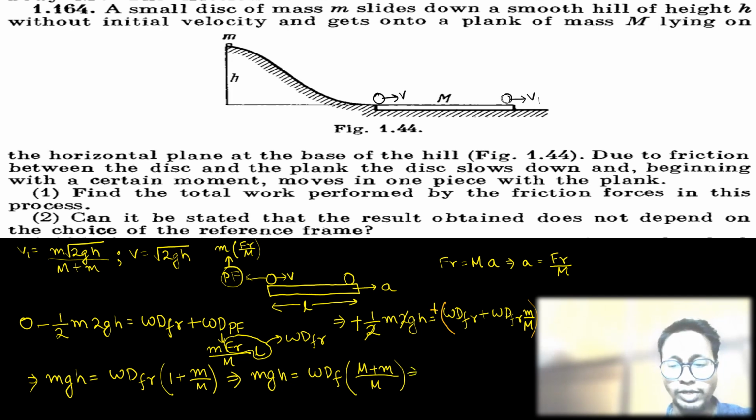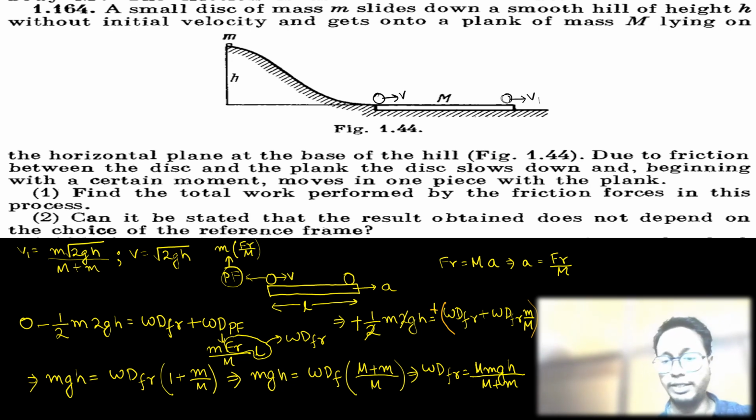Or if I take this entire term to the left hand side, what will it be? Work done by friction force is nothing but capital M small m gh divided by M plus m. Here the work done by friction force, I'm getting only the magnitude. Understood? So this was our question 164.